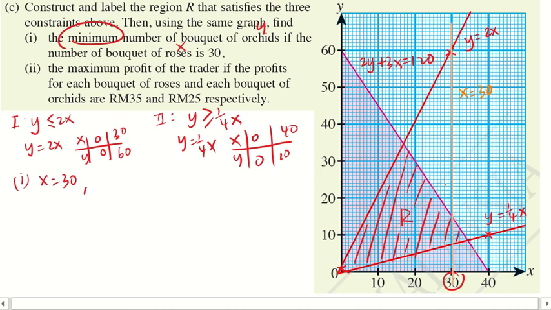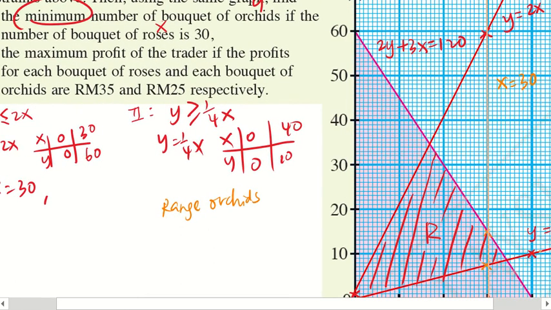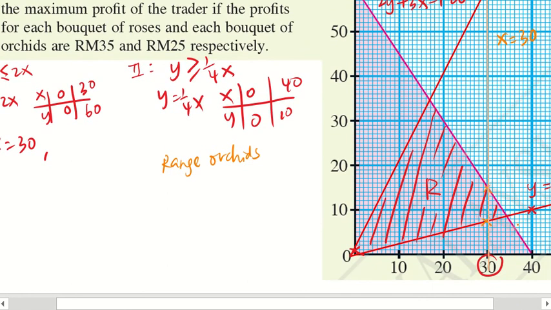Then it wants the minimum. So this is your shaded region, right? This is the maximum, this is the minimum. If the question asks you to find the range of the orchid, then the answer will be between 14 and between 8. But now it is not asking for the range, right? Then this is 7.5, right? 7.5 is not accepted because it is a number of items. We cannot have 7.5, so it must be a bit more, so it is 8.